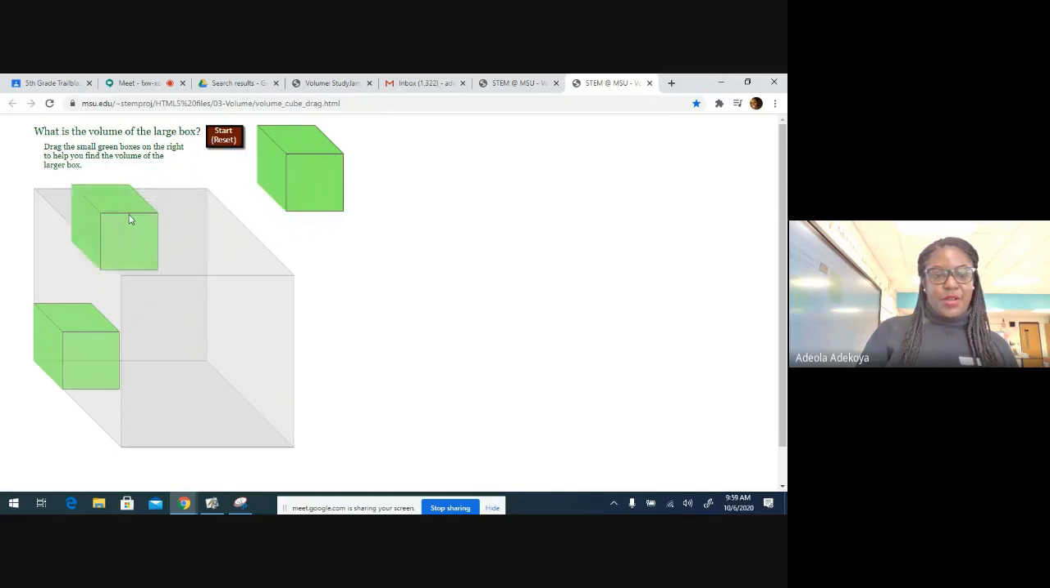So I've got 1. Notice how I'm stacking up gently. 2, 3. Right here, right now, this is 3 cubic units high. You see that? So I have 3 cubes going high. So my height is 3.